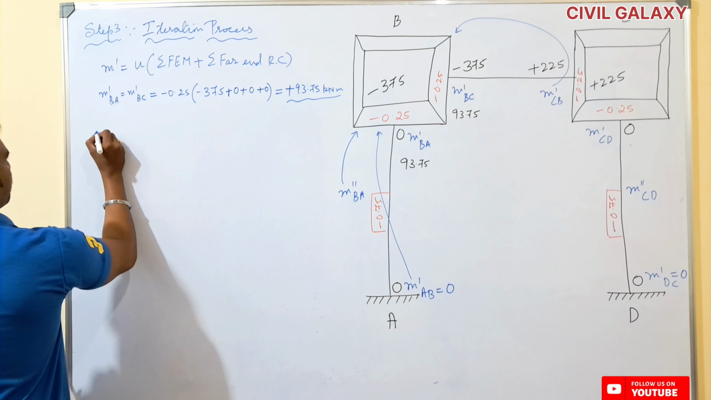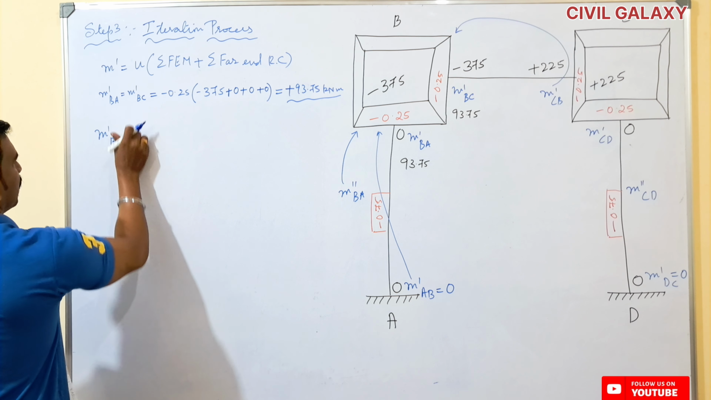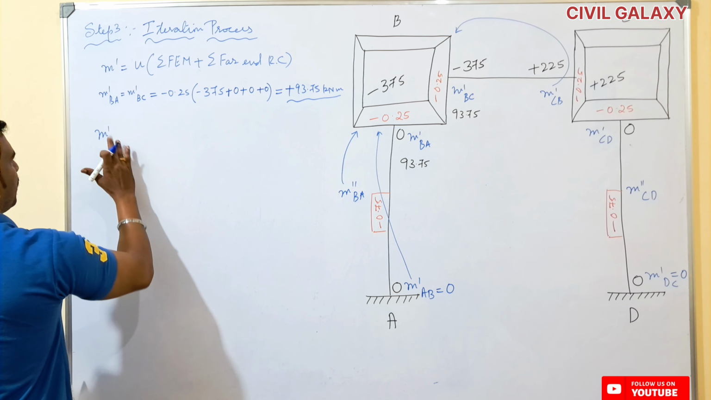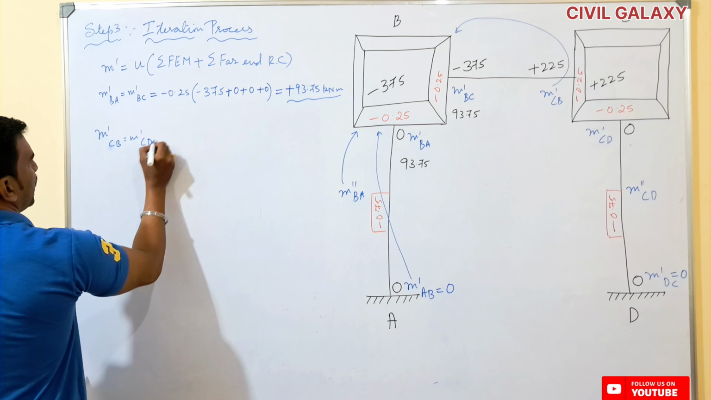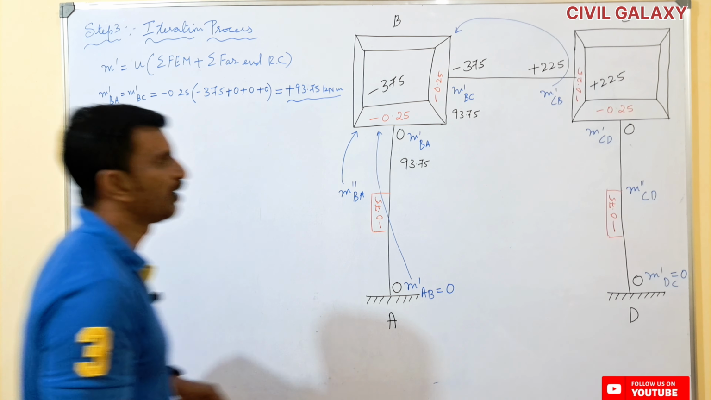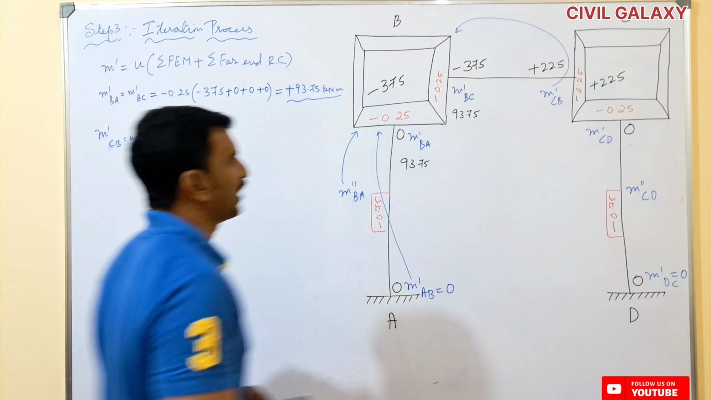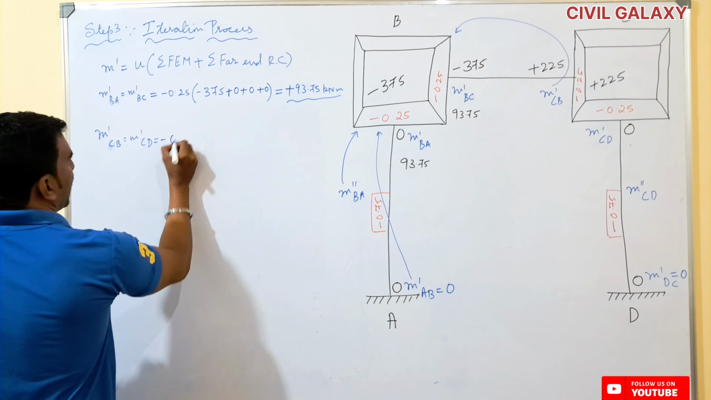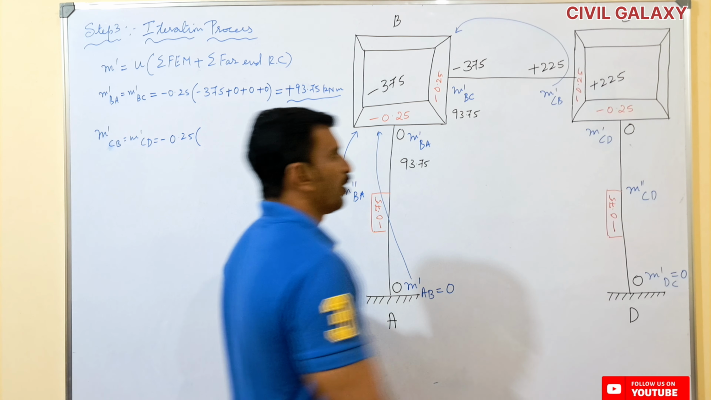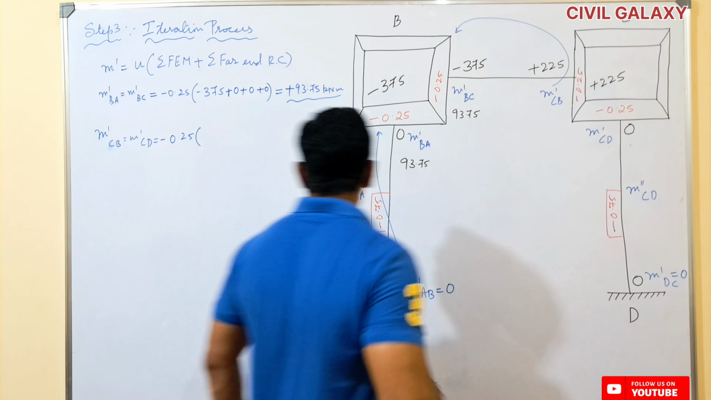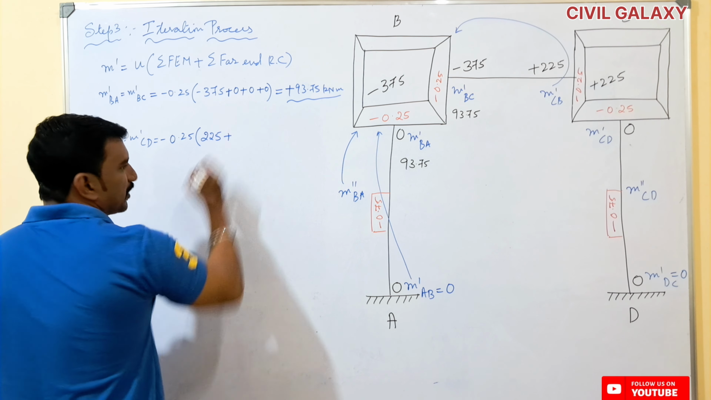So here if we consider M dash CB is equal to M dash CD, so it is also having the same rotation factor. So we will take the values identical. So it is minus 0.25, and the summation of fixed end moment over here is how much? That is plus 225.